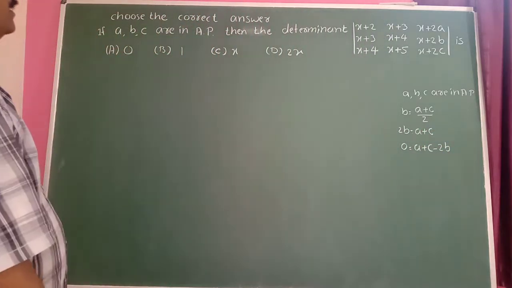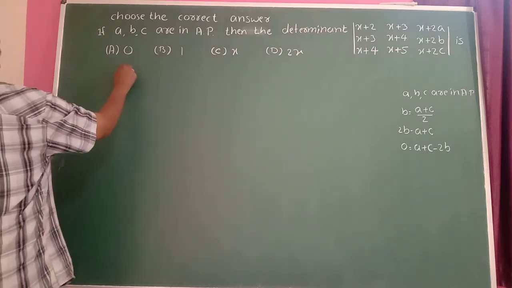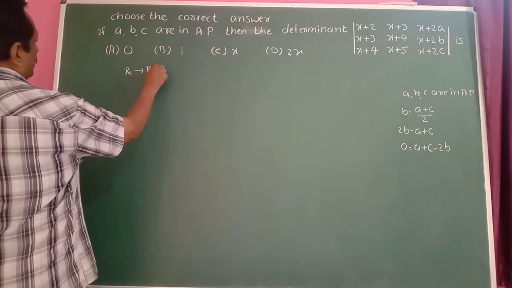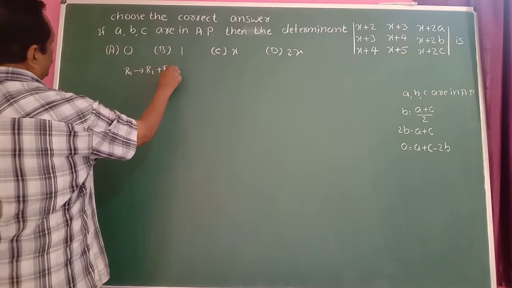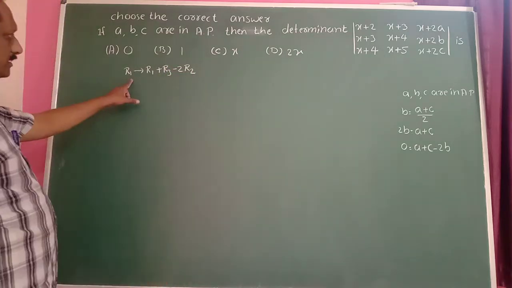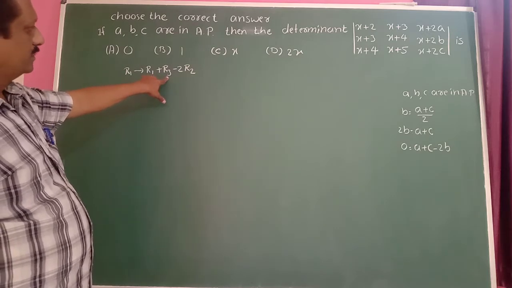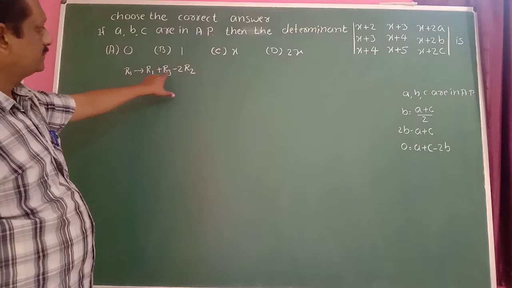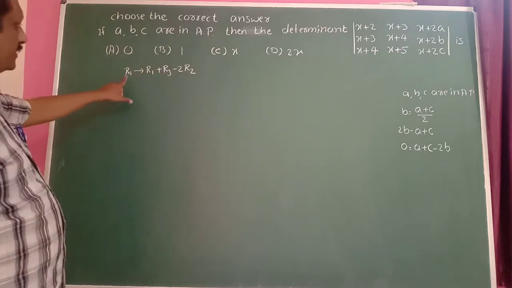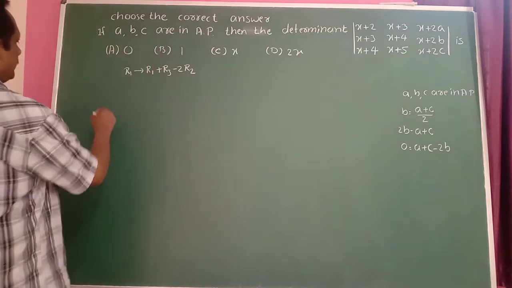So use that result here. Hence R1 gives R1 plus R3 minus 2 into R2. R1 gives R1 plus R3, the sum of first and third rows. Multiply the second row by 2 and subtract. Then write the first row. So only first row elements change here. Second and third row elements keep as they are.